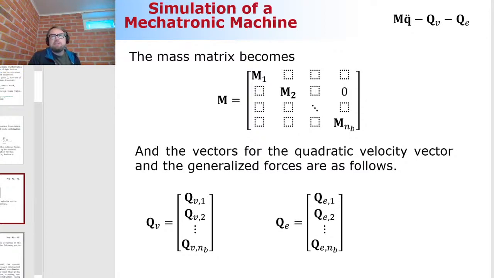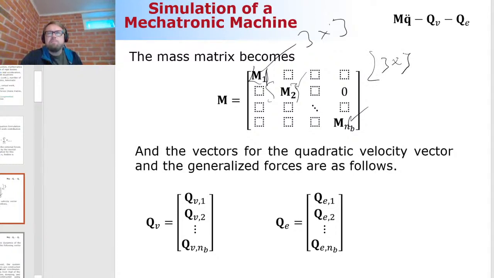Now, if you deal with nb number of bodies, you can simply put the mass matrix together by taking your individual mass matrices, which in this case are all 3 by 3. You make a block diagonal form out of these mass matrices, belonging to body 1, body 2, all the way to body nb. Block diagonal form means that there is this 3 by 3 matrix.